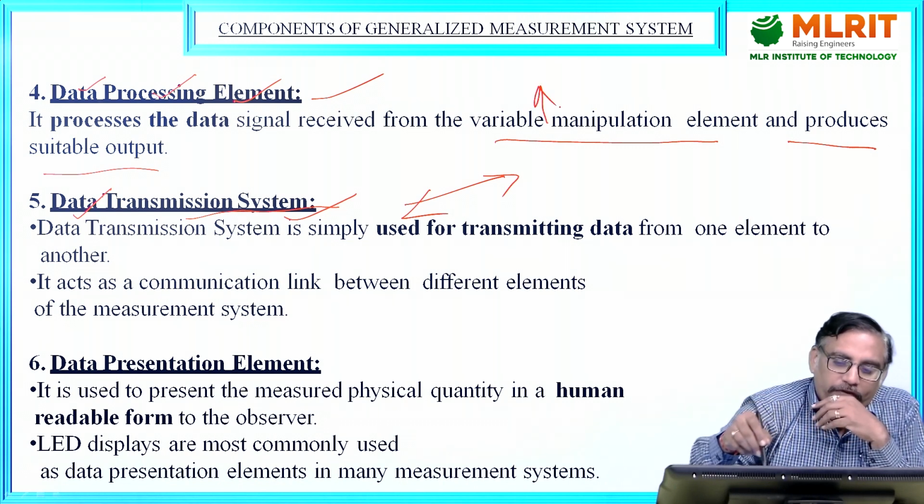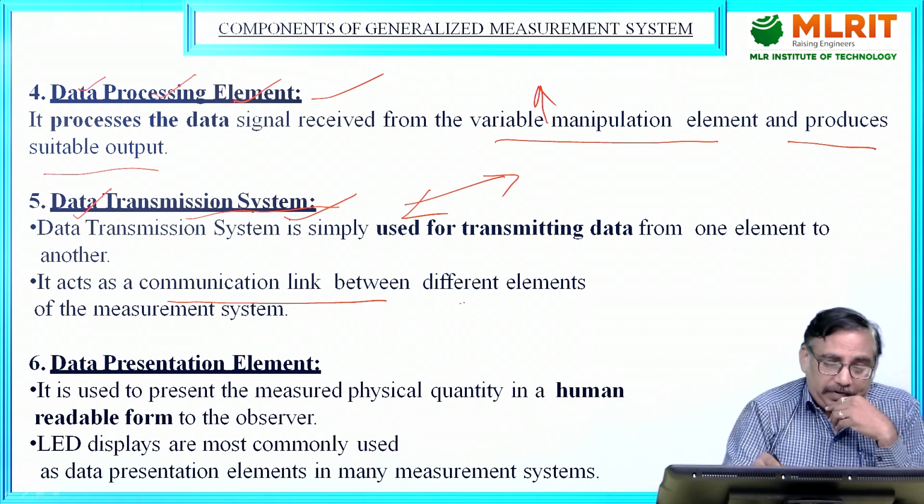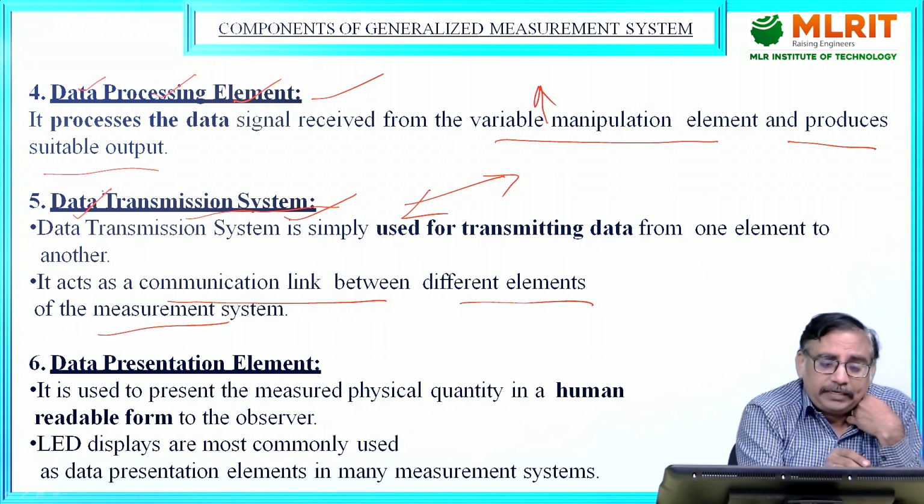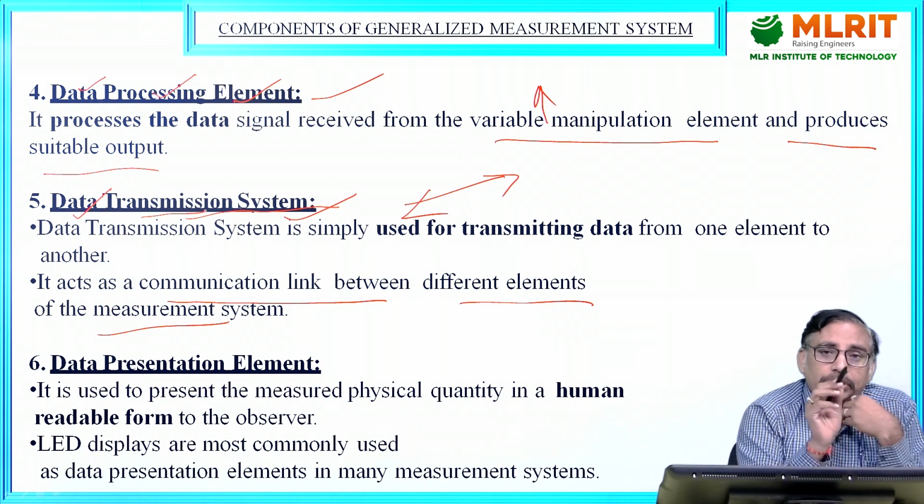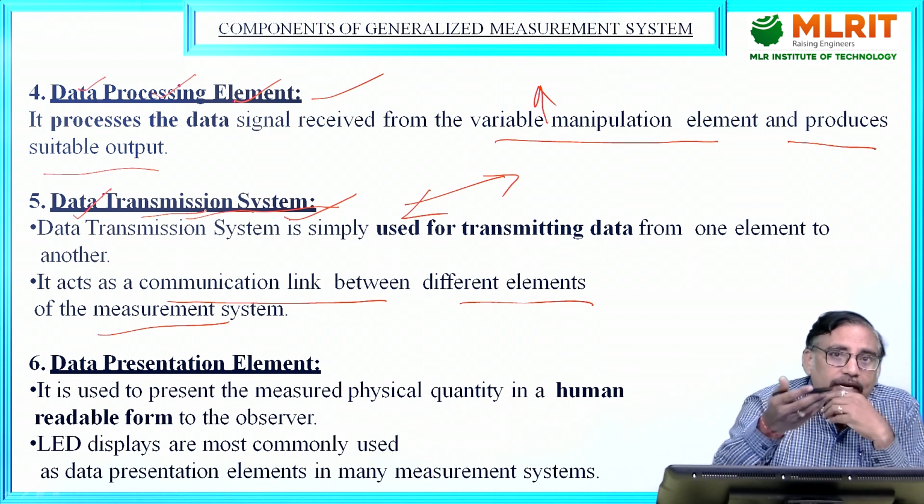In the previous slide we covered the variable manipulation element. The data transmission system acts as a communication link between different elements. As the name itself says, data transmission simply creates a link from one element to another element of the generalized measuring system.